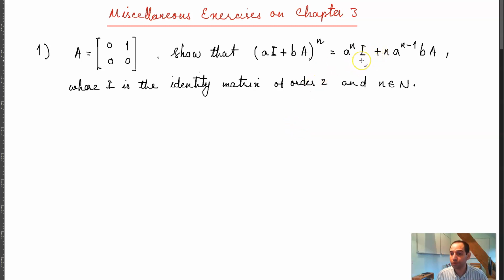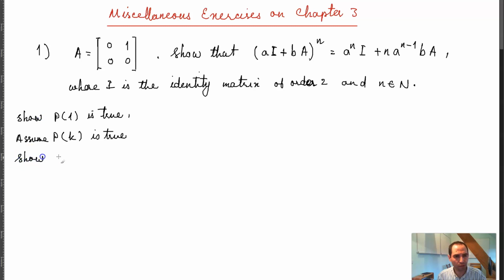So I think for this you need to use the method of mathematical induction, because there is no other way to do it as far as I know. As we discussed before, the method of mathematical induction is that you need to show that P(1) is true, assume that P(k) is true, and show that P(k+1) is true, and based on that conclude that P(n) is true. That is the method of mathematical induction.